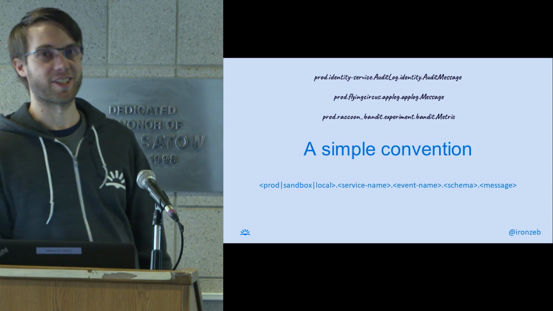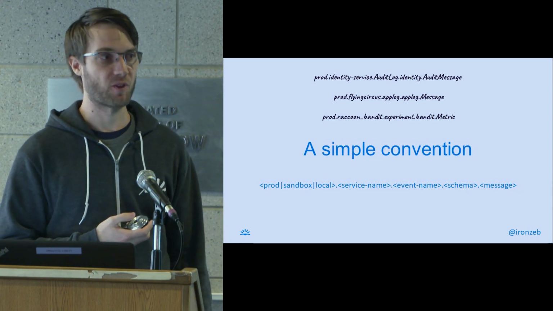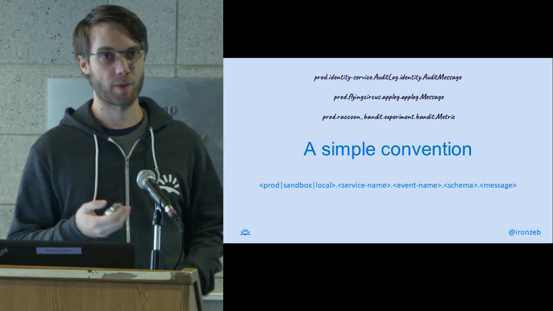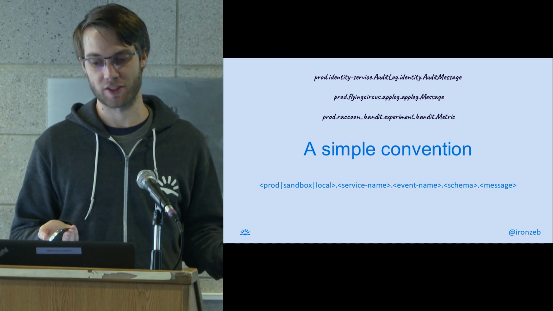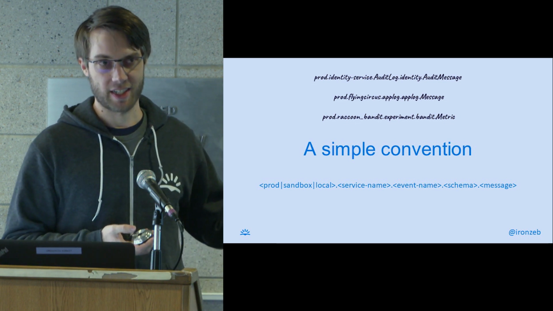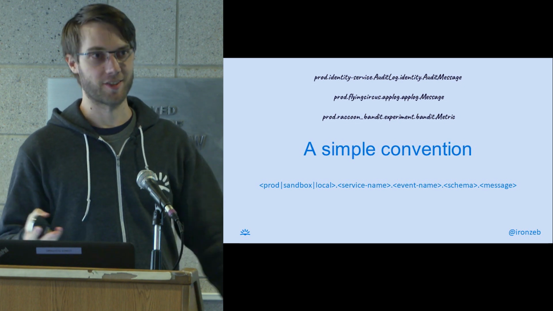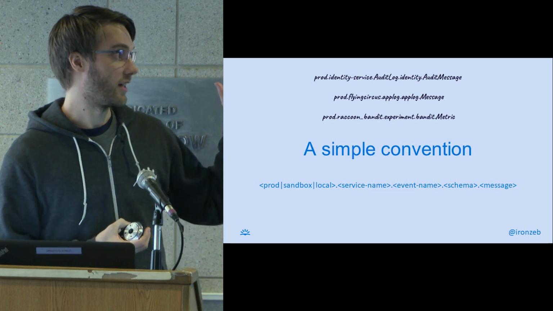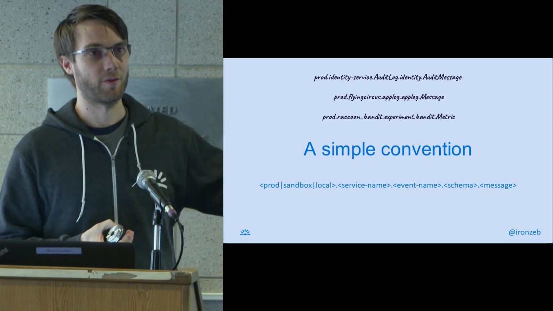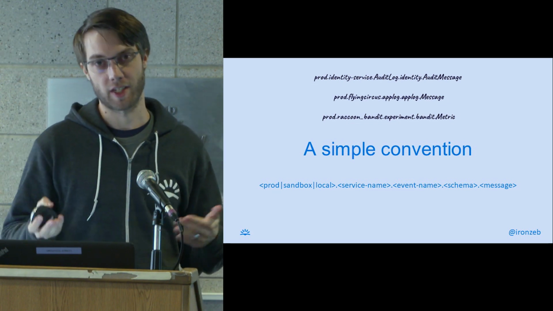Well, it was convention. Very early on, we realized this is going to be a problem. We need to know which topic is using which schema. So we came up with this really simple convention. Actually, one engineer came up with this clever convention, which is basically a dot-separated string for every topic. So every topic at Skyscanner looks like this in the Kafka cluster: environment.servicename.eventname.schema.message. And environment is something like production or sandbox, and then the name of the service, and so on.